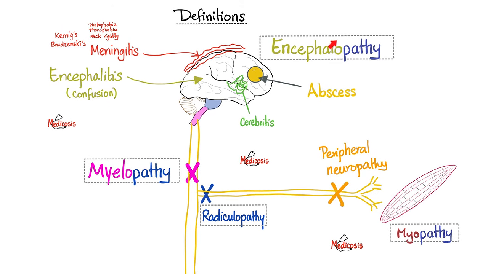And by brain, I could mean anything. It could be the cerebrum, it could be the basal ganglia, it could be the midbrain, the pons, the medulla, the cerebellum. Don't care. All of this is encephalopathy. Under encephalopathy, we have subtypes.